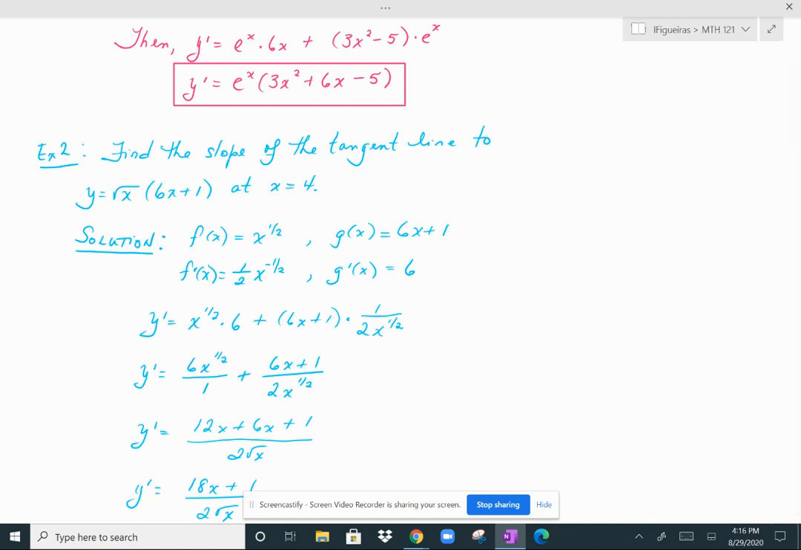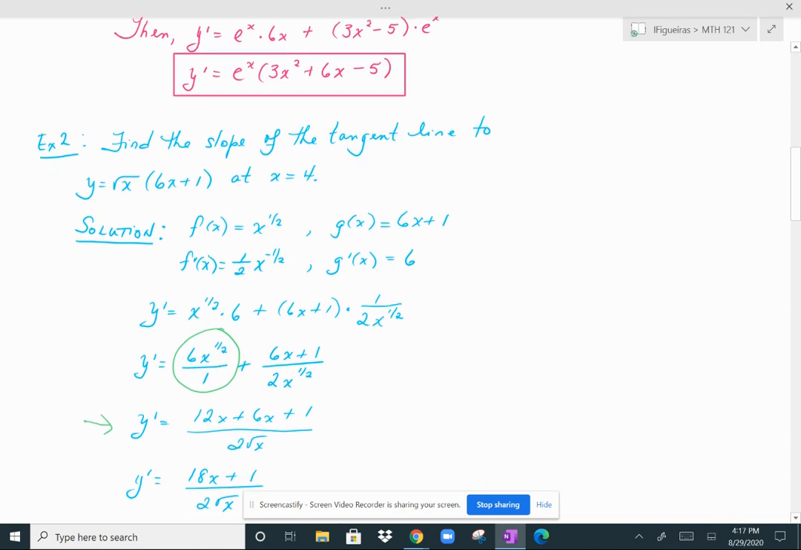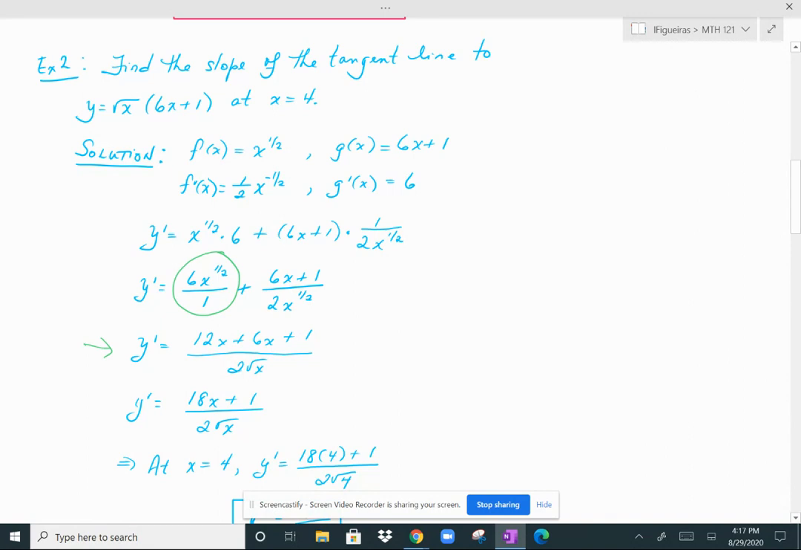So the first expression has to get multiplied by 2x to the 1/2. If you multiply top and bottom by 2x to the 1/2, you get what you see here, 12x. And then the second expression stays the same as 6x plus 1. Now they're all with a common denominator. So I have like terms, the 12x and the 6x become 18x. So your derivative is 18x plus 1 over 2 square root of x.